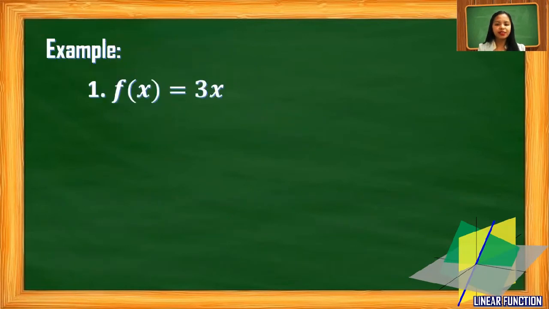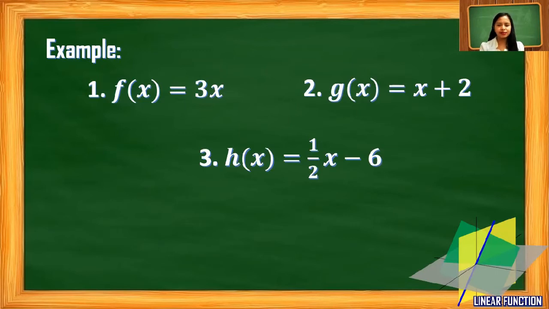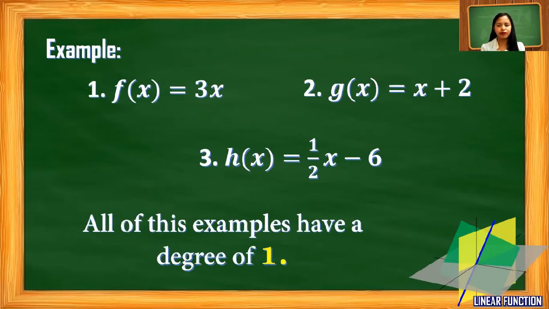So to further understand a linear function, let us have some examples here. One is f of x is equal to 3x, g of x is equal to x plus 2, and h of x is equal to 1/2 x minus 6. All of these examples are linear functions because they all have a degree of 1.